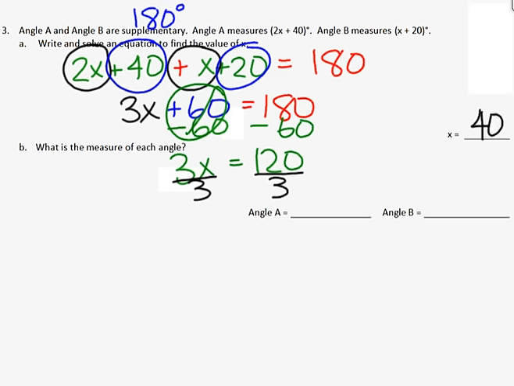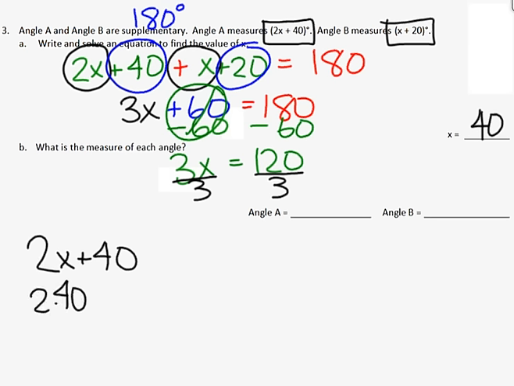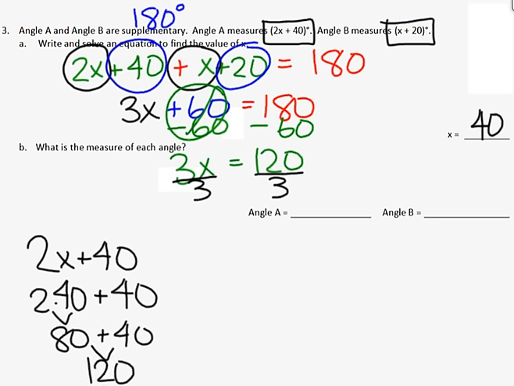Now for part B, we're going to go back to the original measures, and we're just going to substitute in 40. So we had 2x plus 40. So in place of x, plug in 40. 2 times 40 is 80, and 80 plus 40 is 120. Since these are angle measures, we're going to put a degree symbol on there, 120 degrees.